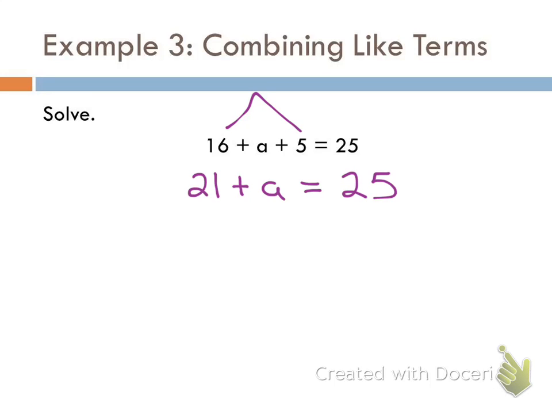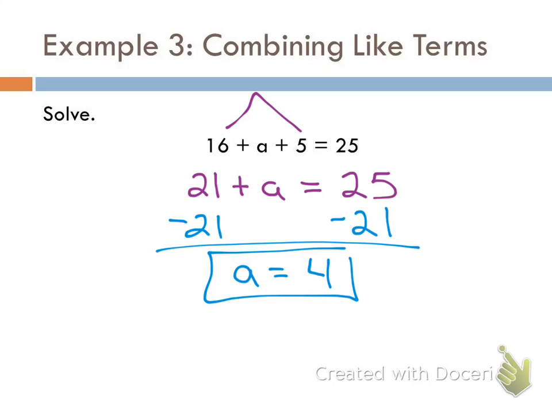Now what do I need to do? Subtract 21 from both sides, and I get a equals 4. Okay, so sometimes there's some terms on one side of the equation that you can combine first. That's where combining like terms will come into play here. All right, and if you understand that, that's everything you need to know for 7.3.